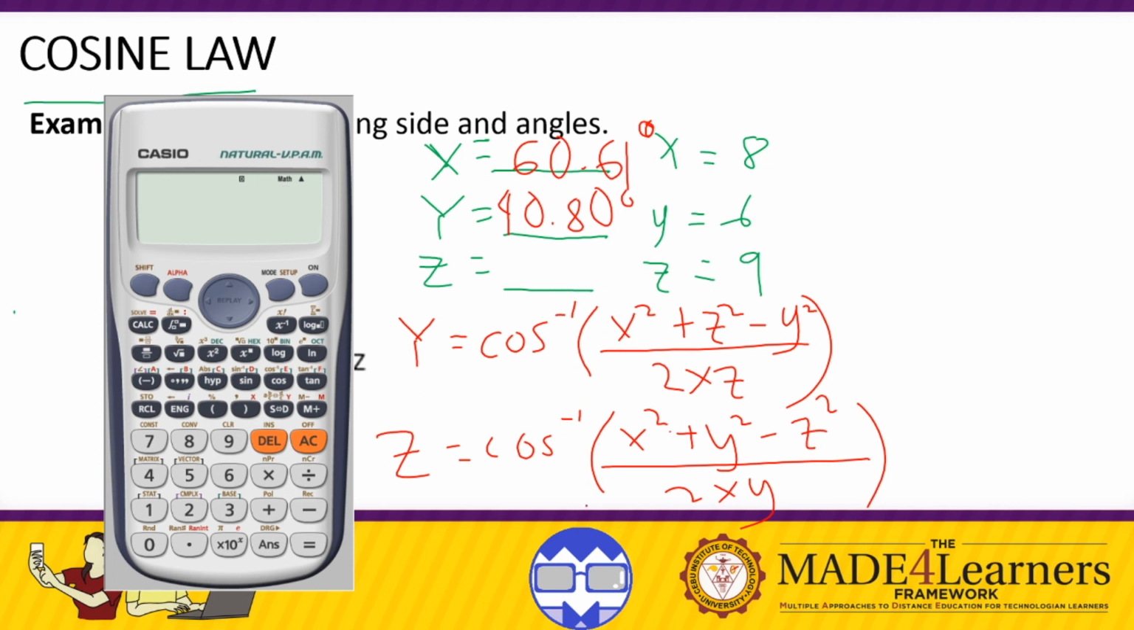And lastly, we'll have this here. So we have arc cos, so shift cos. We have the fraction x squared is 8 squared plus y squared is 6 squared minus z is 9 squared over 2 times 8 times 6, close parentheses, equal. So we have 78.58 degrees here. Okay, so these are the missing angles.